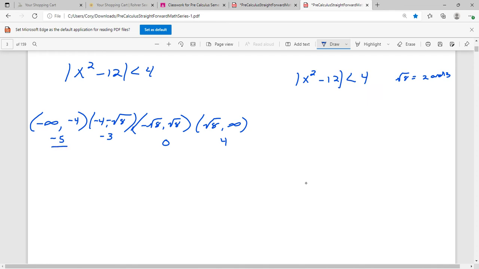Now I'm going to plug -5 in there. So the absolute value of -5 times -5 would be positive 25, minus 12 is less than 4. 25 minus 12 would be 13. The absolute value of 13 is less than 4. Is that true? No, it is not true, so that one's out.